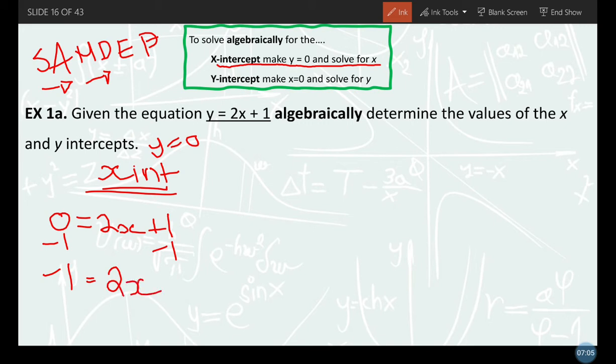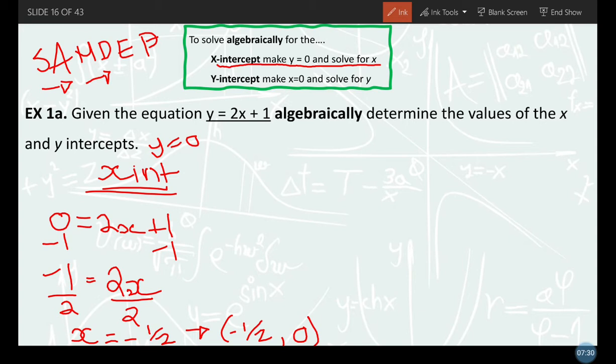Now I need to undo this 2x, and if you remember, when a 2 and an x are right next to each other, they're actually being multiplied. So the opposite of timesing by 2 is going to be dividing by 2. So here, x would equal negative 1/2. So that would be the x-intercept point of negative 1/2, or negative 0.5, comma 0.